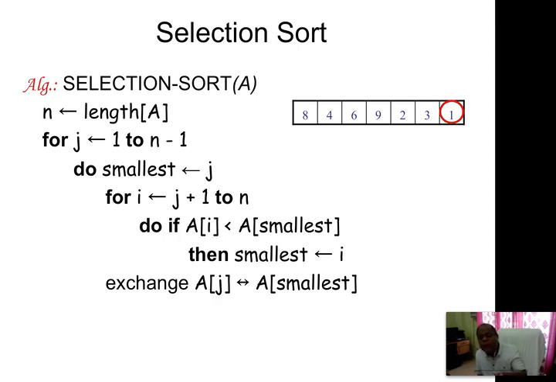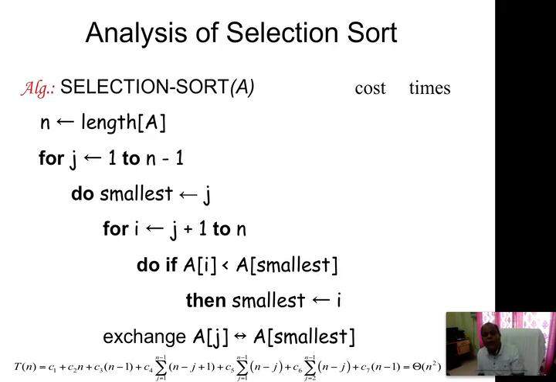In that case, what happens? You will go on and at last your smallest will be at the position 1. And this you will exchange with a[j] and a[smallest], as I have already discussed. Okay. Now we will analyze the selection sort.